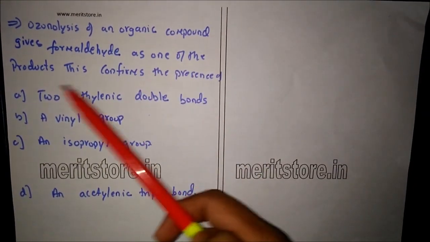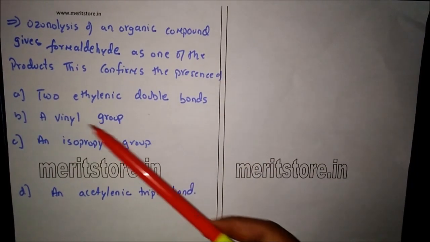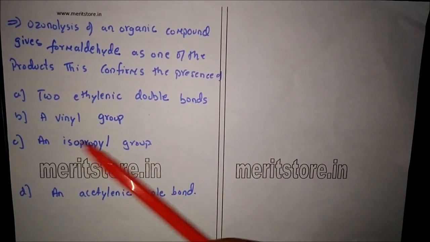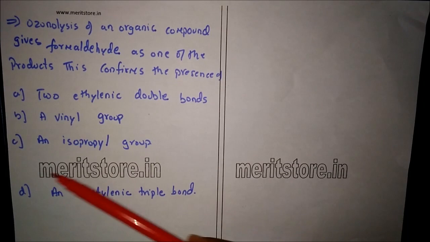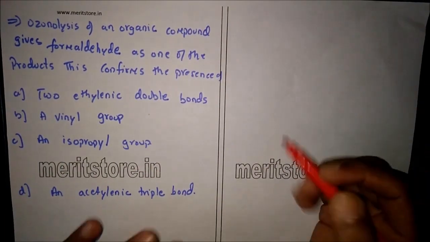Ozonolysis of an organic compound gives formaldehyde as one of the products. This confirms the presence of A. Two ethylenic double bonds, B. a vinyl group, C. an isopropyl group, and D. an acetylene triple bond. Now let's look at some of the reactions.